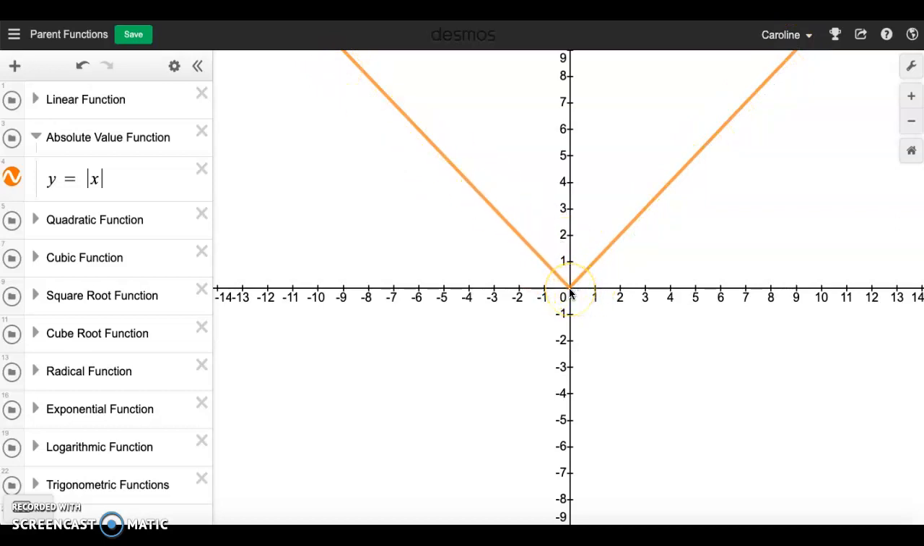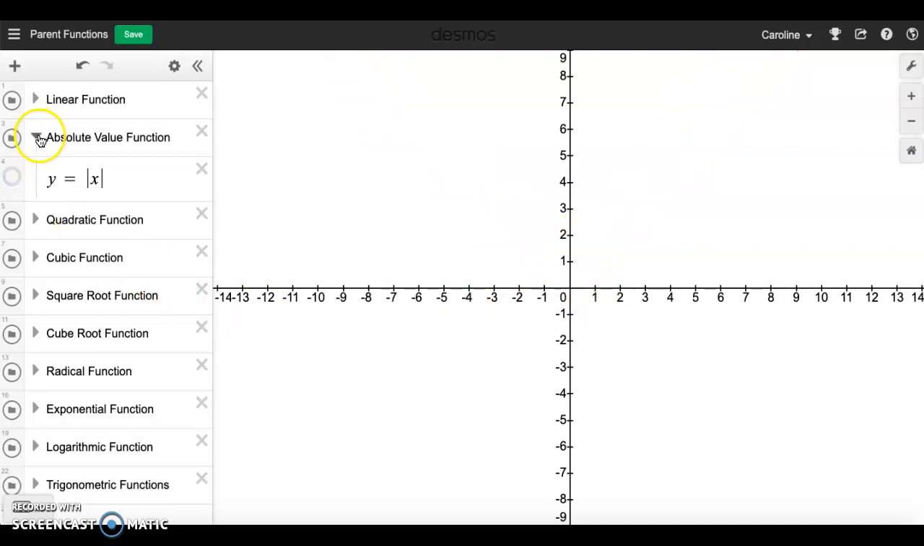And what's interesting here is that the distance from 1 to 0 is a positive 1, right? The distance from 0 to negative 1 is also 1 unit, which is why it's 1, 1. So the feature of this graph that's really prominent is that it makes a V.